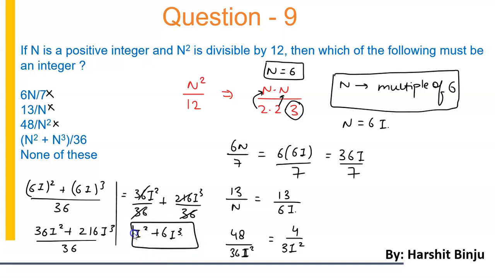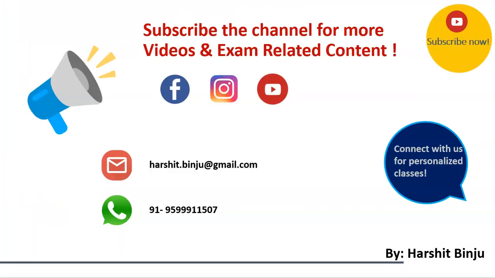Now i is an integer, so i square is an integer. i cube will also be an integer. So 6 into an integer will also give you an integer. So this number here will definitely be an integer. Hence your answer is option number 4. Okay. So these two videos are more than sufficient as far as our concept on divisibility is concerned.